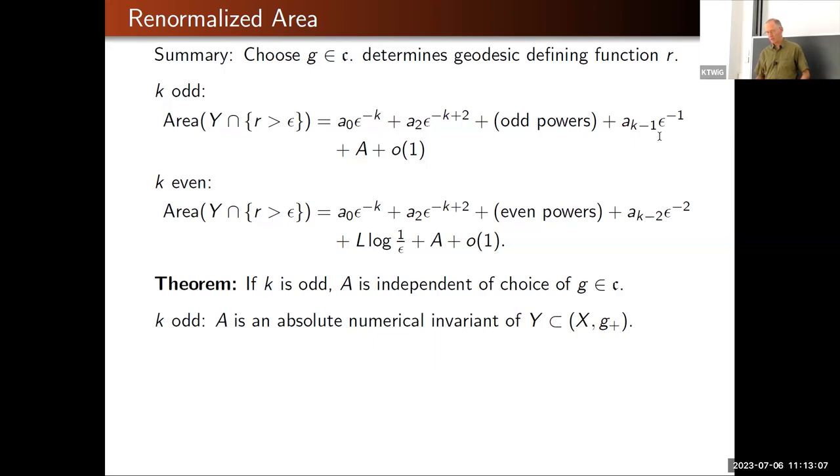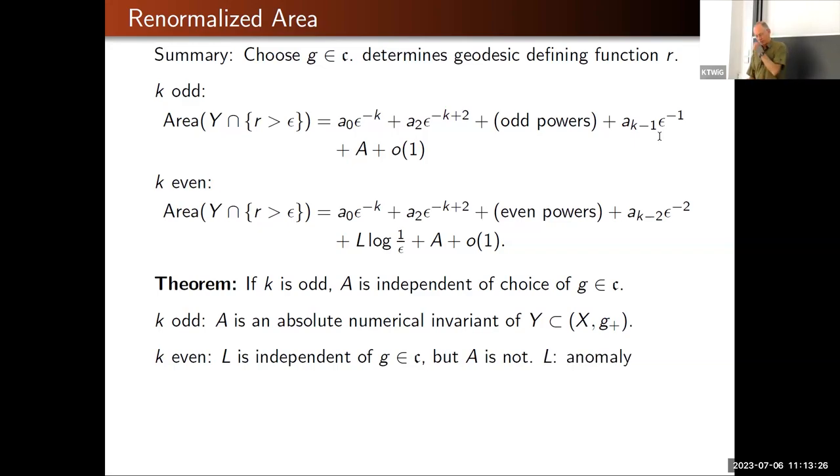Now, k even is not going to be important to me in this talk, but just so you know, then the coefficient of the log term is independent of the scale, but a is not. So the renormalized area doesn't. L has a completely different character than a. L is usually thought of as the anomaly because it measures the way a changes, even if you just change the scale by a constant factor. So in the rest of the talk, I'm only going to be interested in the case where k is odd. There's lots of things to do when k is even, but that's not what I'll be talking about today.